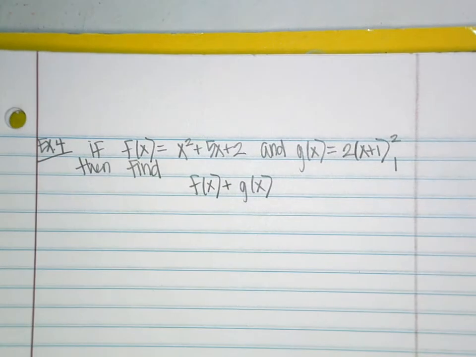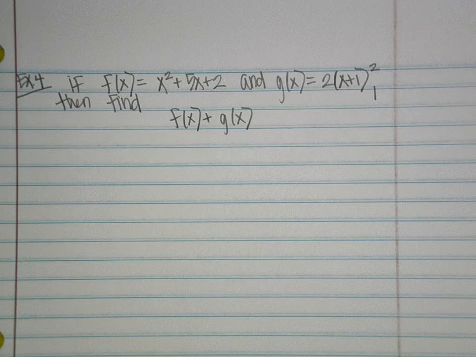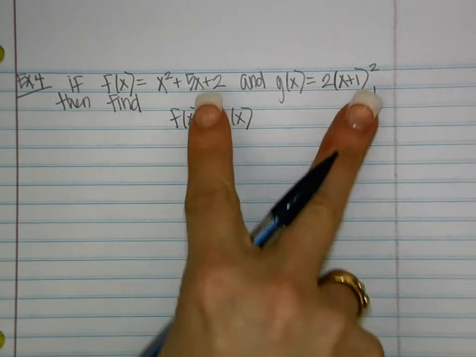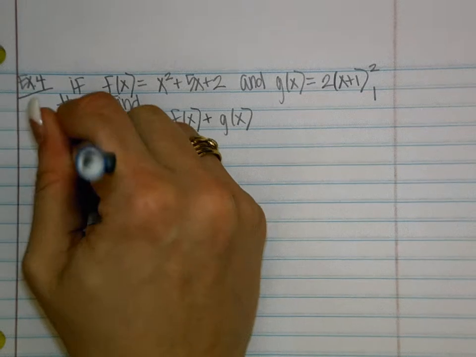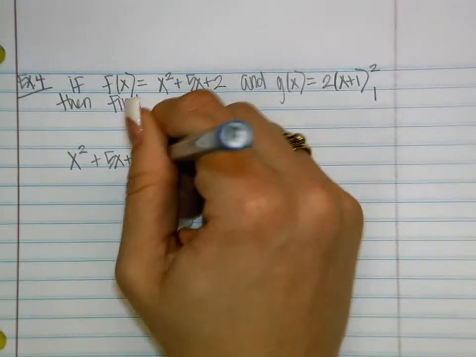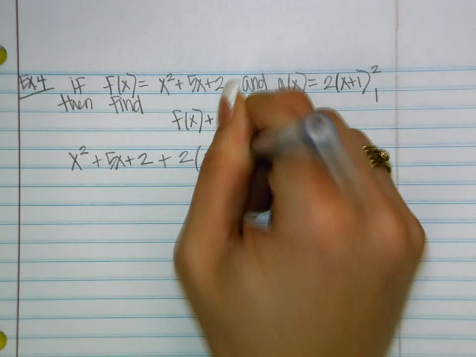If f of x equals x squared plus 5x plus 2, and g of x equals 2 times x plus 1 squared, find f of x plus g of x. So essentially, we're just going to add these two together. So if you set that up, x squared plus 5x plus 2 plus 2 times x plus 1 squared.